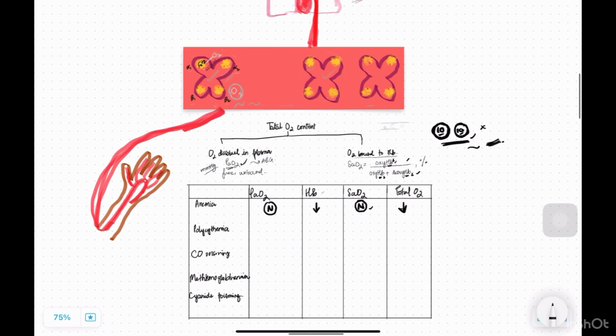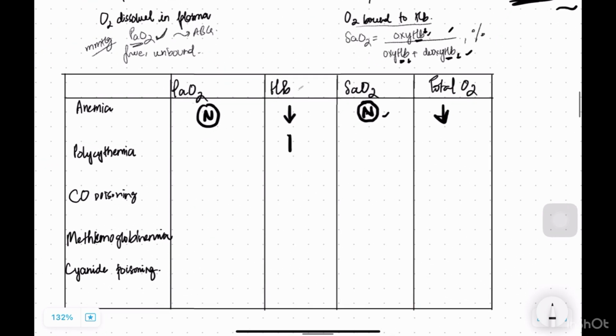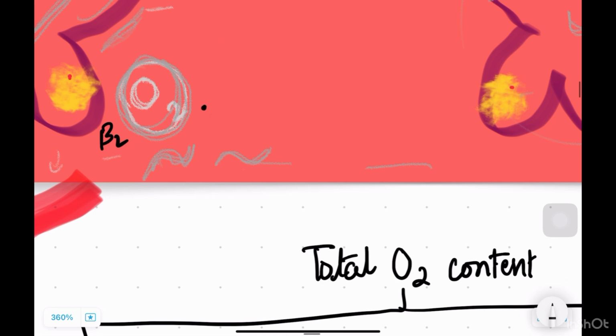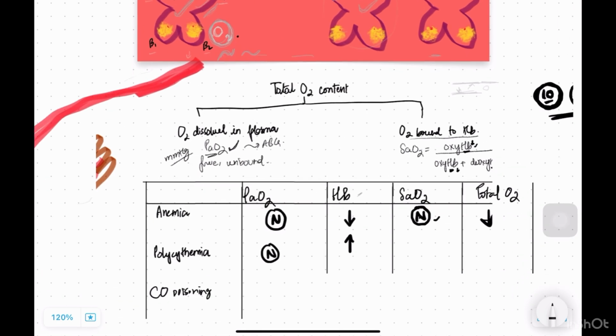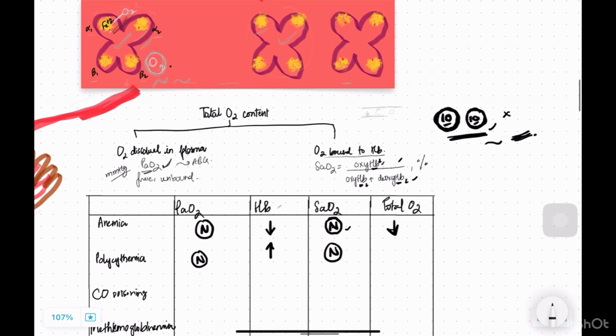Now, polycythemia is kind of the same thing but in reverse. Here, your hemoglobin is going to increase, right? But your partial pressure of oxygen is going to be normal because this is not going to make any difference in this unbound oxygen. And same thing with oxygen saturation also. It's going to stay the same because the amount of oxygen that hemoglobin can bind is going to stay the same, although the amount of hemoglobin itself is increasing.